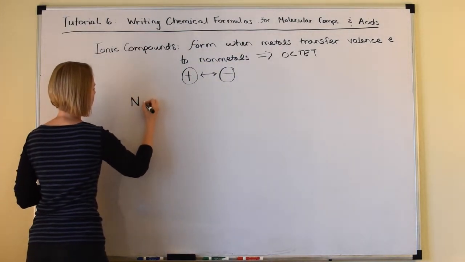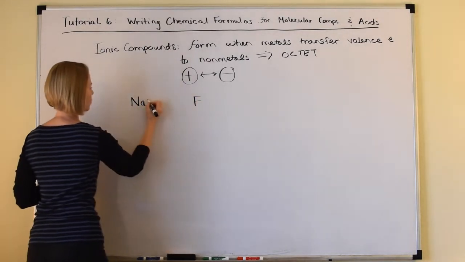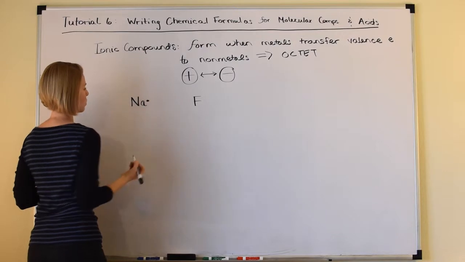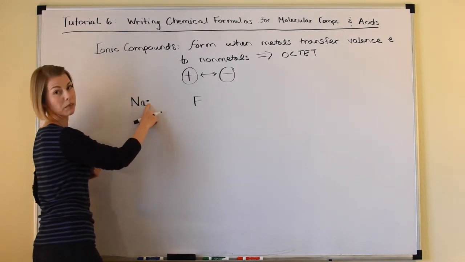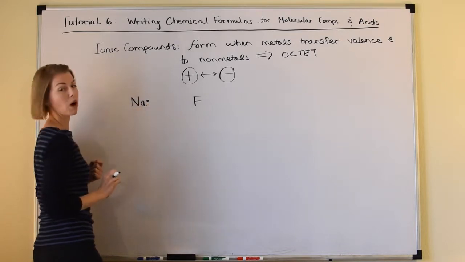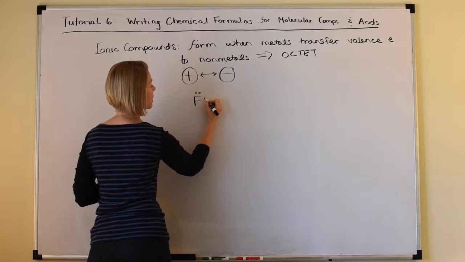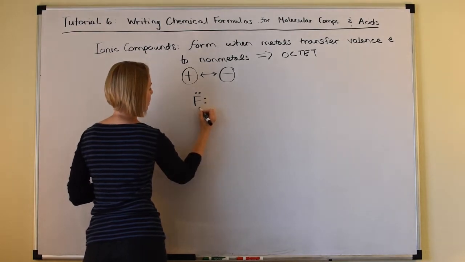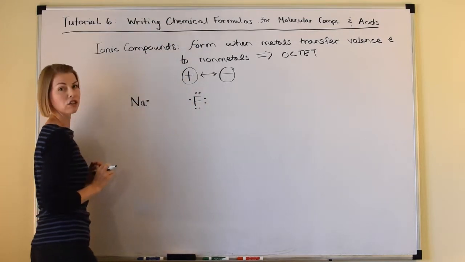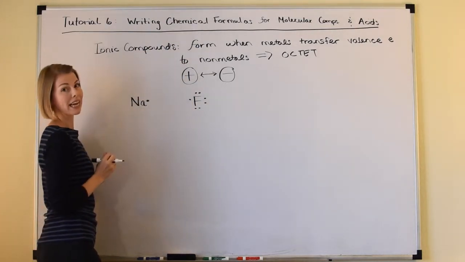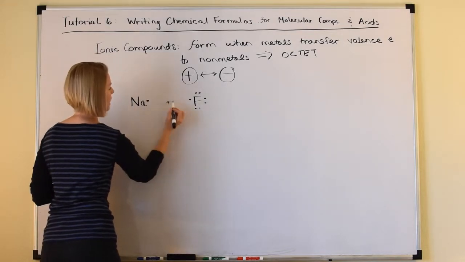Let's do sodium fluoride. Okay, so sodium with its 1 valence electron, remember we can represent that in a Lewis dot symbol with a little dot representing its 1 valence electron. Fluorine is a halogen, a group 7A element, so it's going to have 7 valence electrons. Neither is full with 8, so sodium can achieve octet.